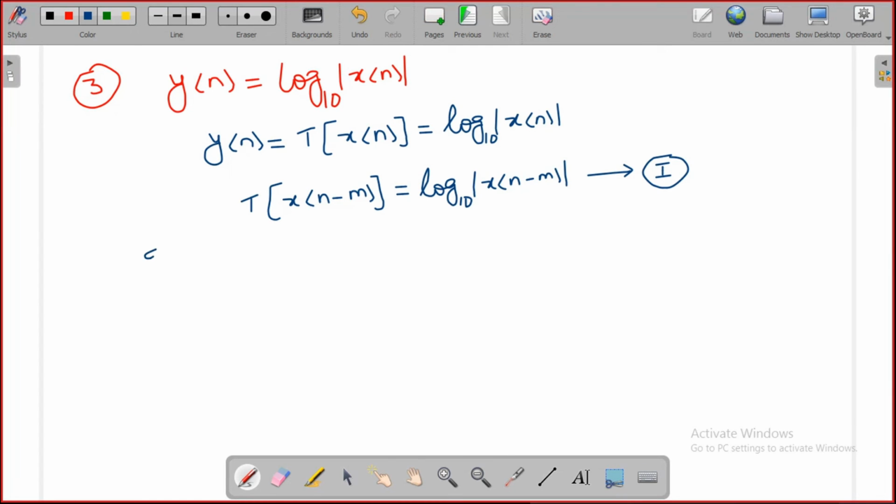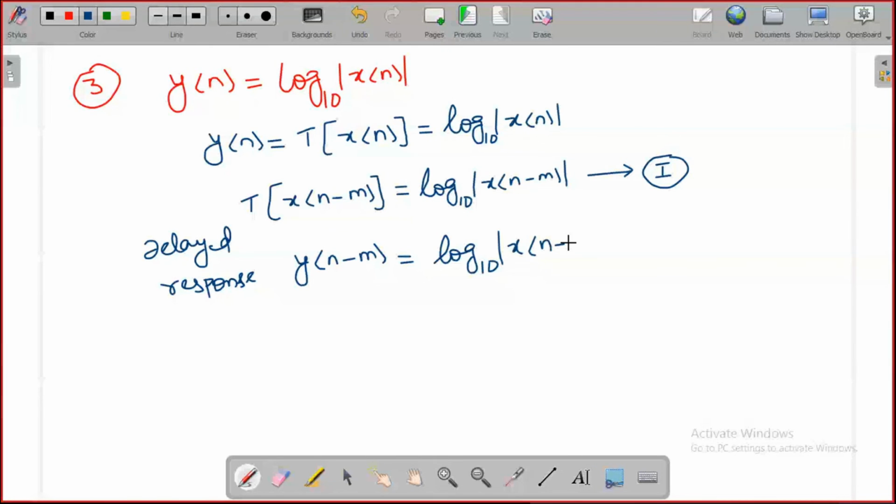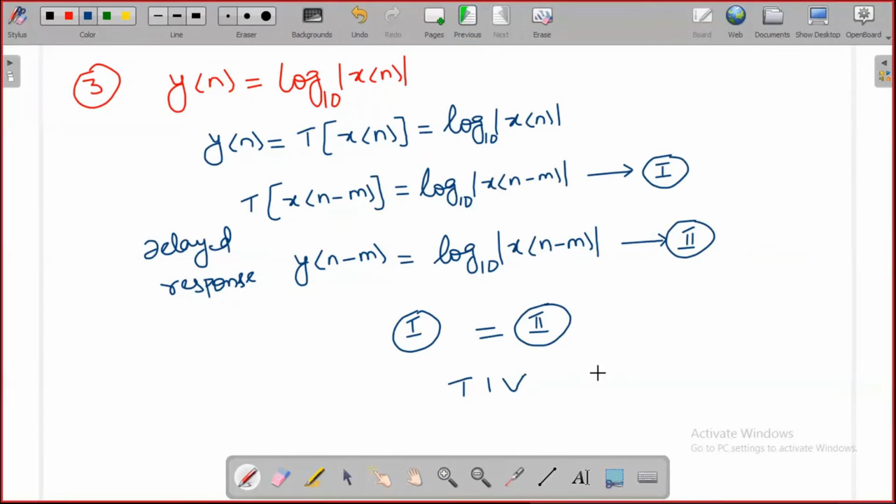The next one, delayed response. What is the delayed response? y of n minus m. So in place of n, write n minus m: logarithm of base 10 of mod x of n, where n is nothing but n minus m. So this is equation 2. Here 1 and 2 are equal. Therefore, the given system is a time invariant system.